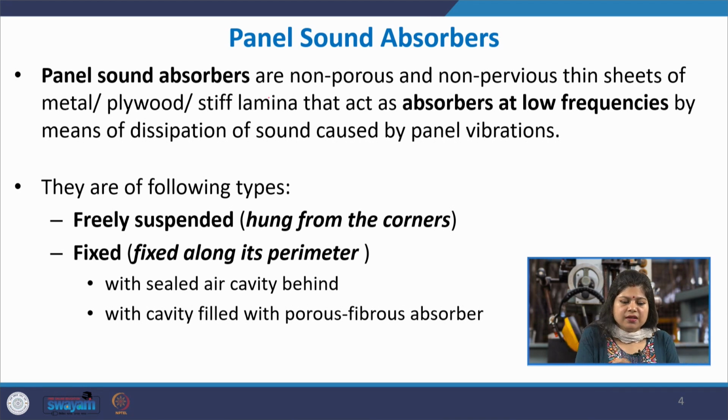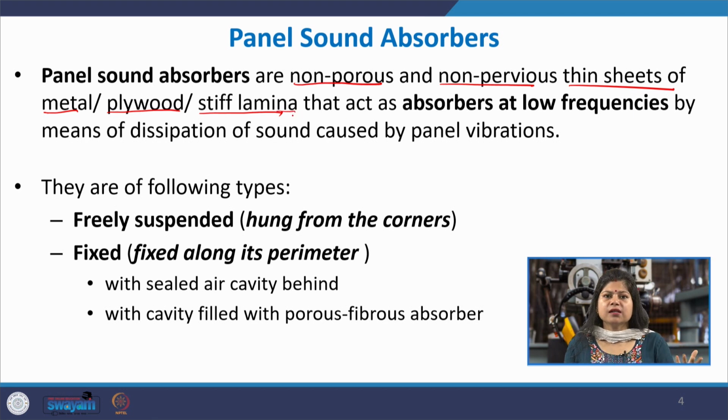Basically, these absorbers are non-porous and non-pervious thin sheets of metal, plywood or any kind of stiff lamina. It could be any material like a metal, a plywood, a gypsum board, but it has to be a non-porous, non-pervious, thin sheet of stiff lamina. When they are configured in a certain way inside a closed indoor space, they behave as an absorber at low frequencies, and they dissipate the sound energy by means of the vibrations of the panels themselves.